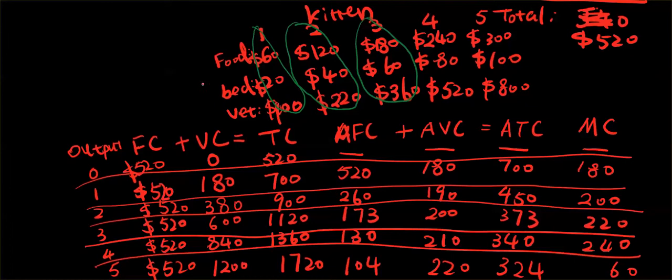So you can find several characteristics. The first, the fixed cost never changes, right? Always 520. And we can find that the average fixed cost keeps decreasing, and the marginal cost starts to increase. So those are the characteristics you should realize. And this is the example for how to calculate the fixed cost, variable cost, total cost, average fixed cost, average variable cost, and average total cost.